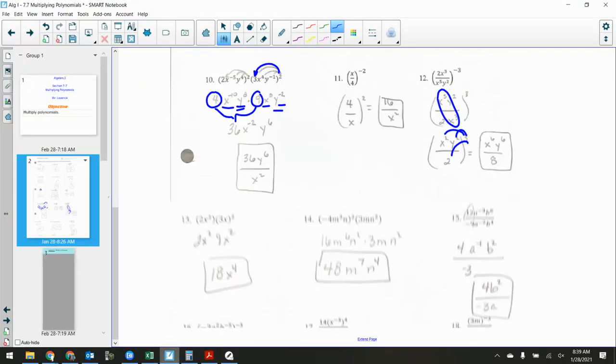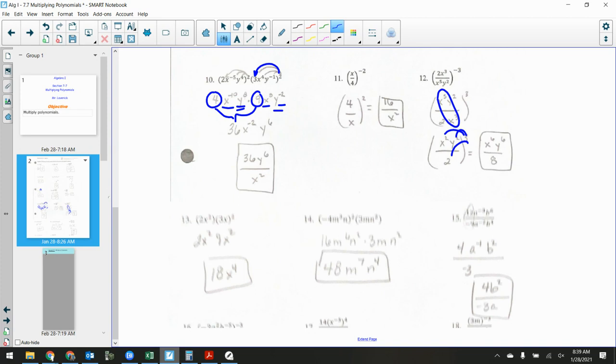Number 13 is 18x to the 4th. Number 14 is 48m to the 7th, n to the 4th. And number 15 looks like 4b to the 2nd over negative 3a.